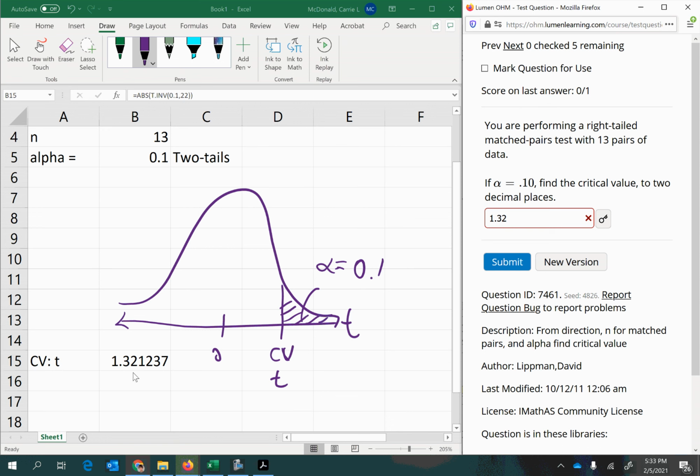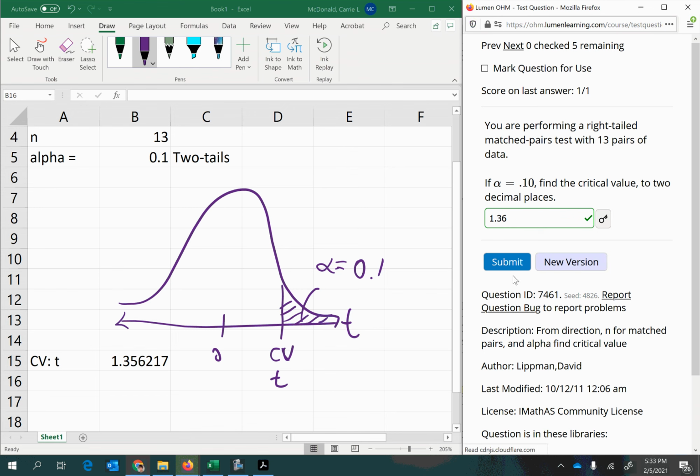Didn't like that? Why not? Oh, because I forgot to change my degrees of freedom. Remember, 13 minus 1 would be 12. All right, so 1.36 should be the answer.